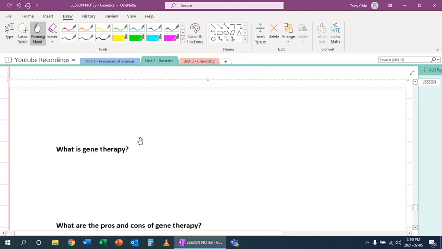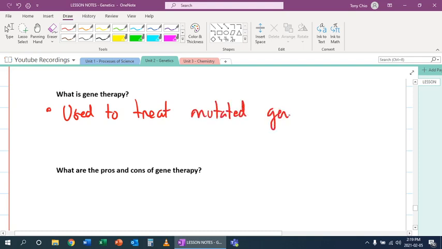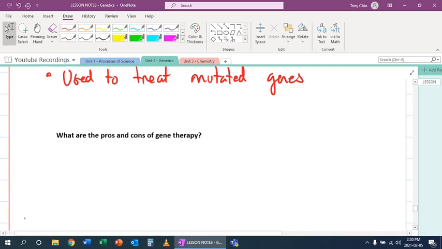So, let's dive into another form though. Let's talk about gene therapy first. When we talk about gene therapy, it's used to treat mutated genes. So what that means is it's used to really target a mutated gene and to fix it. That's what it does. So what are some pros and cons of gene therapy?